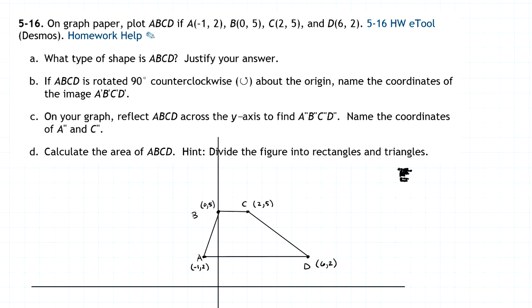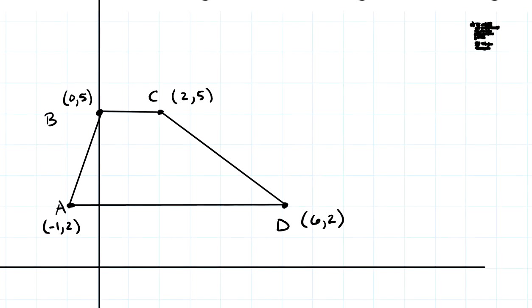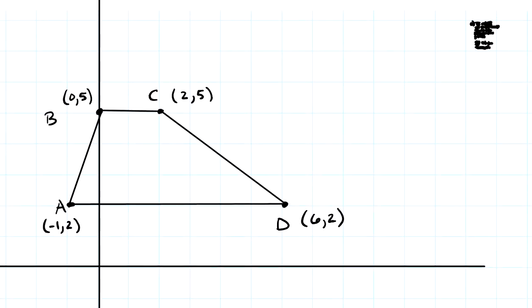Justify your answer. One of the things I know is that two of these lines have exactly the same slope. They have slope equal to 0. So because of that, I know that BC and AD are parallel. So if I look at the list of definitions of shapes that I have, this is a quadrilateral in which exactly two pairs of opposite sides are parallel. So this is a trapezoid.